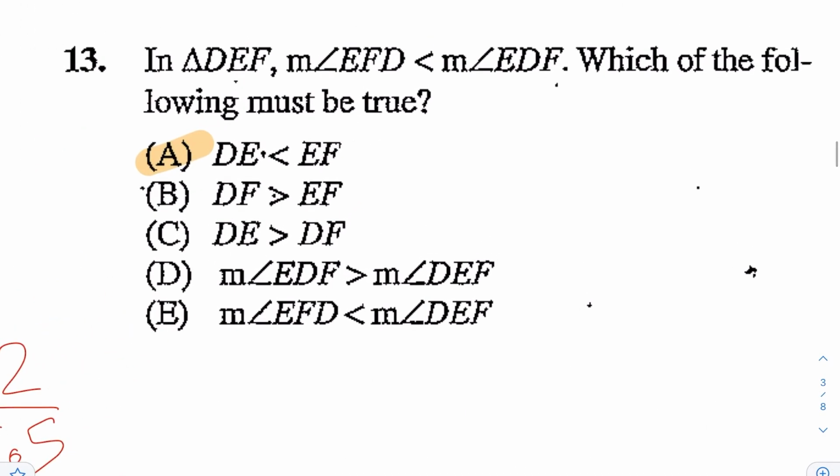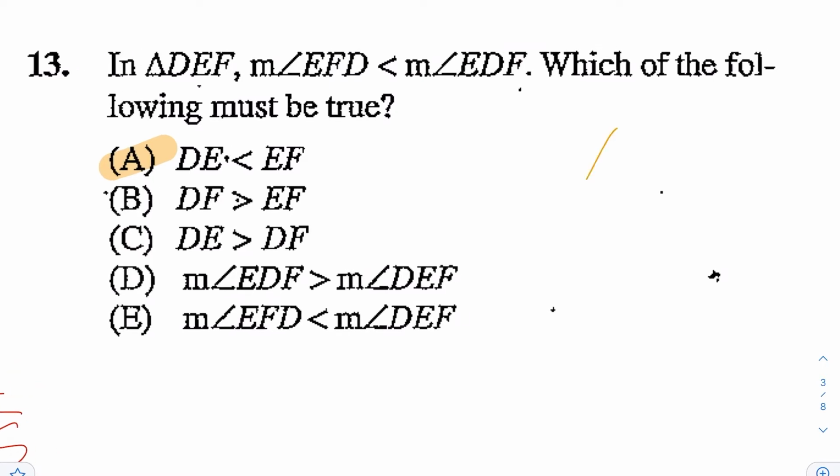All right, next for number 13, in triangle DEF, the measure of angle EFD is less than the measure of angle EDF. Which of the following must be true? So let's start with a triangle here. We have triangle DEF. The measure of angle EFD, which is this one, is less than the measure of angle EDF. And you want to know which of the following is true, and a whole bunch of these correspond to sides.